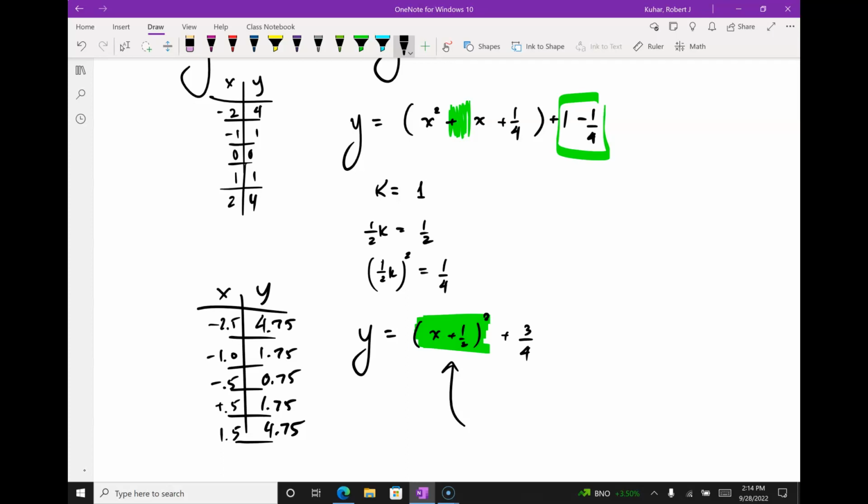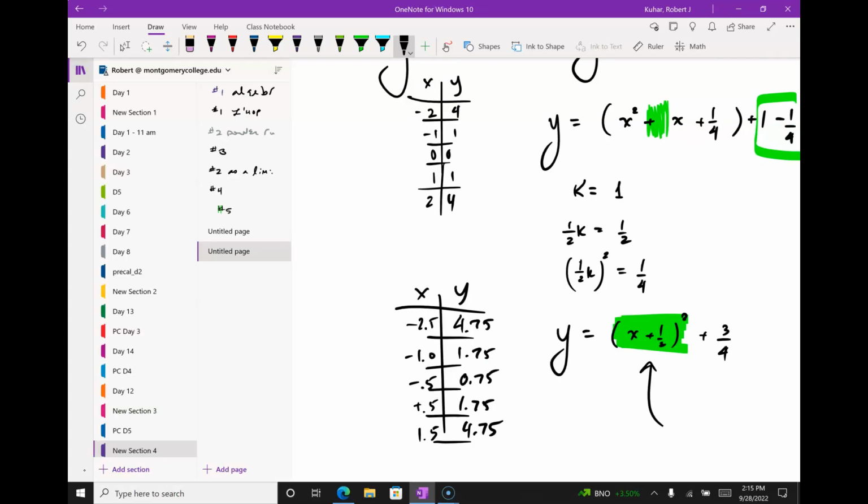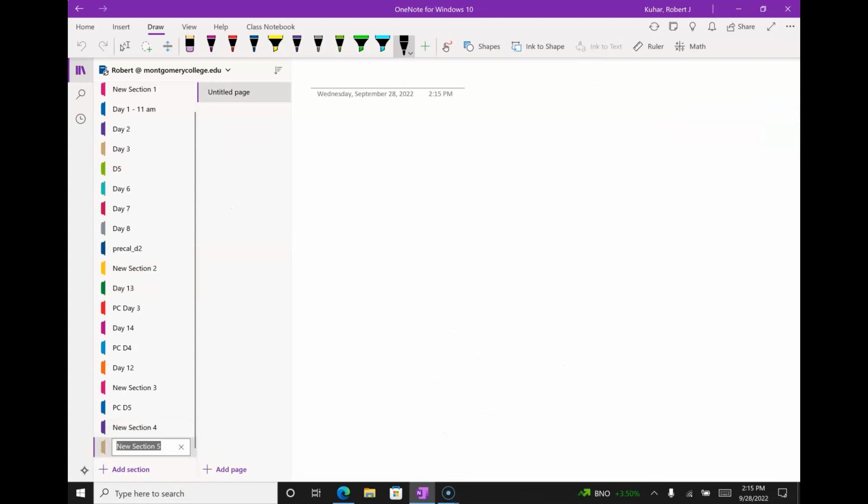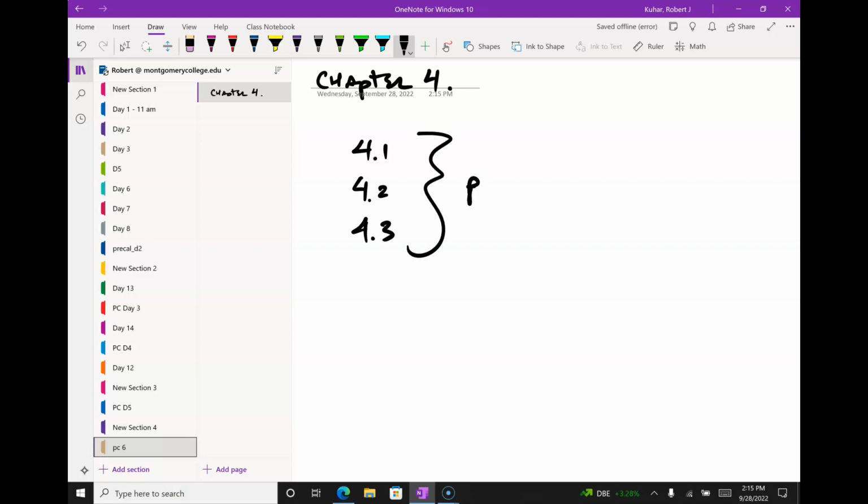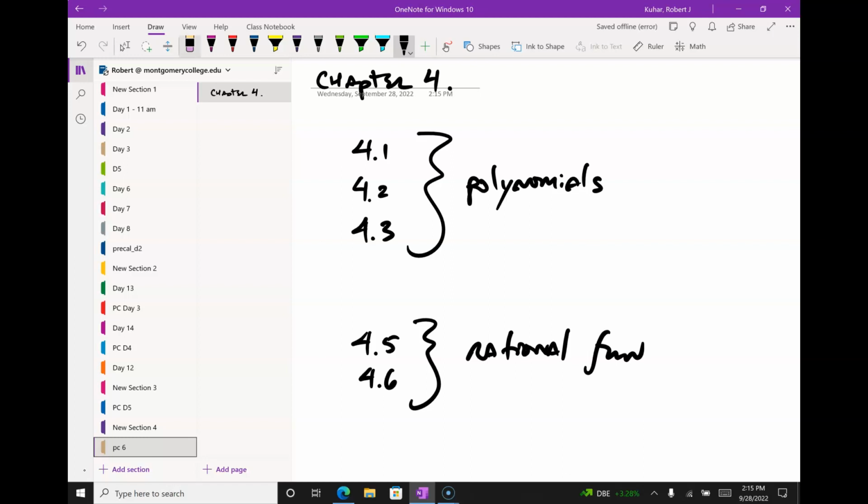All right, I can move on. Yes? Nice. So we're talking about chapter 4 today. We have three sections on polynomials, and we have 2 sections on rational functions. So 3 sections on polynomial functions, 2 sections on rational functions.